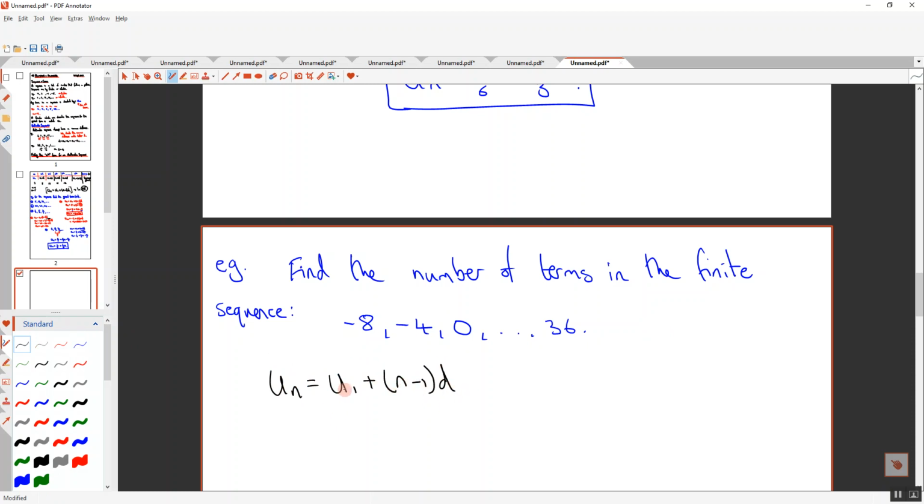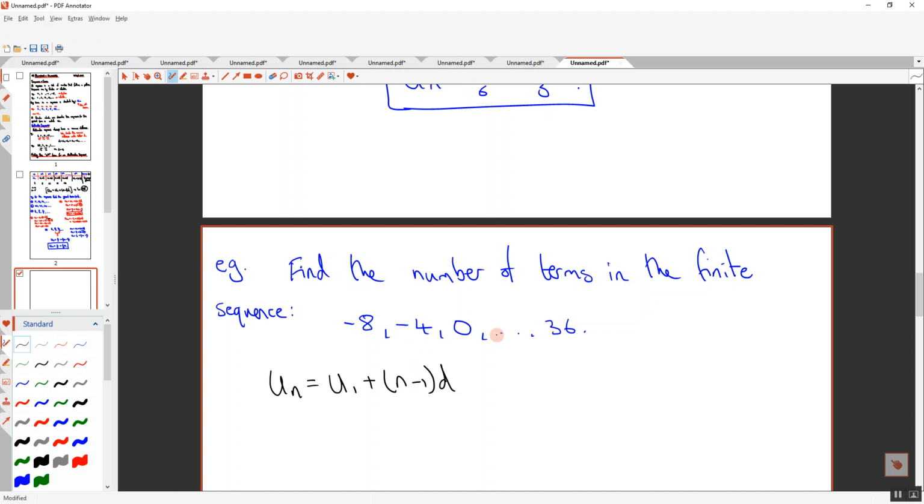Because you know what U1 is, I know what D is, I know what the nth term is. The nth term is the last term in the sequence. And I can then go work backwards to find out what n is. The nth term was just whatever term you wanted. Yeah, well, in this case we want it to be 36.